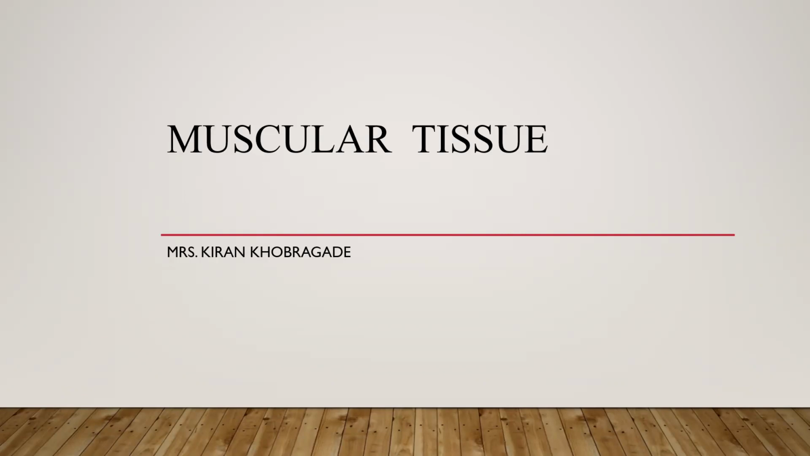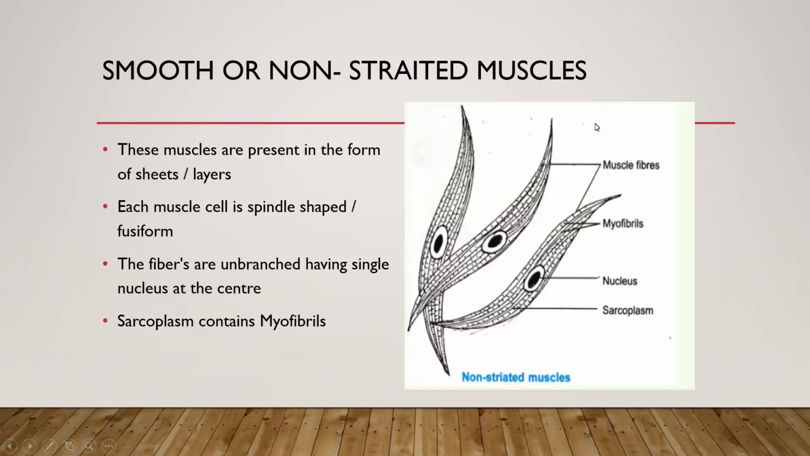Last lecture we had started with animal tissue, chapter animal tissue. In chapter animal tissue, we had studied in detail about muscular tissue, and in muscular tissue basically we had studied skeletal muscles. In today's lecture we are going to study two different more types of muscles, that is smooth muscles, which is also called non-striated muscle, and the other type of muscle we are going to study is cardiac muscle. So let us study smooth muscles or non-striated muscles.